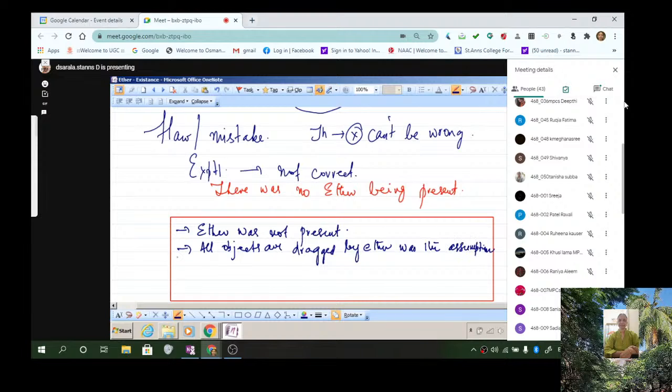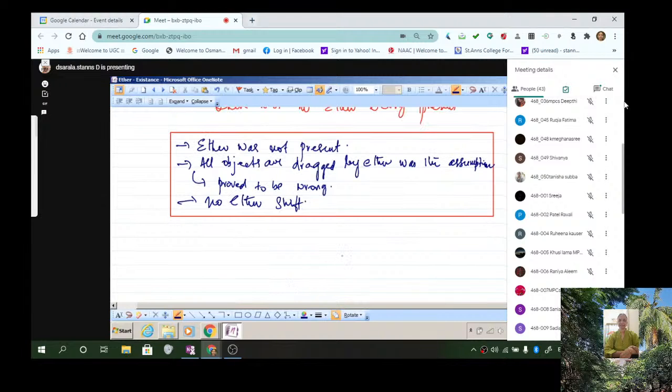Even this assumption was proved to be wrong. Even this observation is proved to be wrong. That means that there is no ether shift. That is not possible. Either shift is not there. So then what do you conclude from this? That means that they prove that it is a null result.